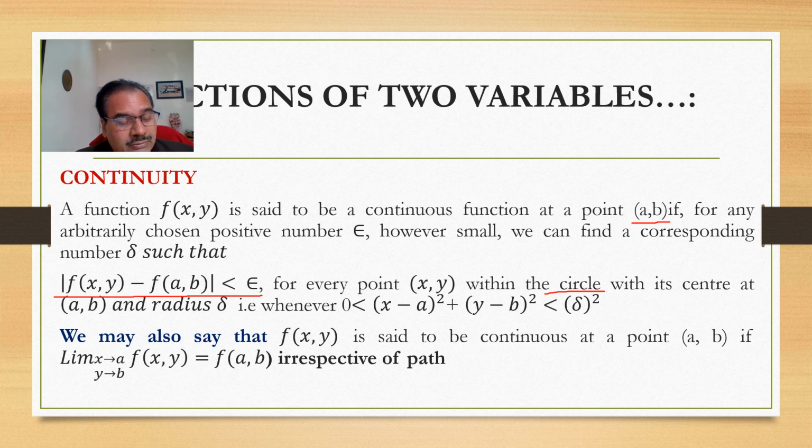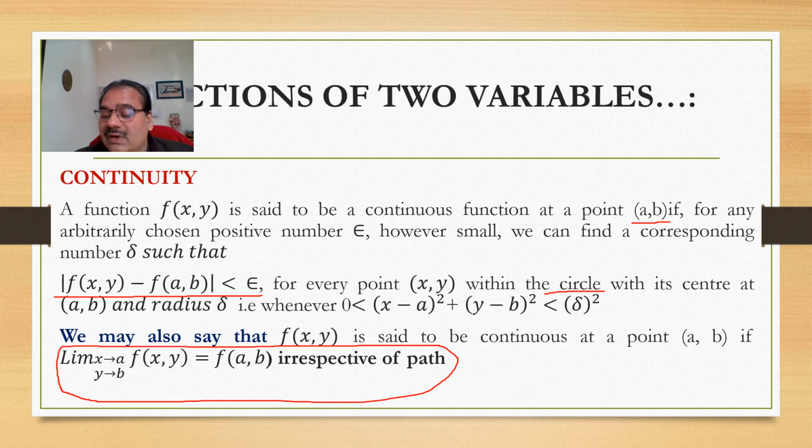You know this. And we may also say that f of x, y is said to be continuous at a point (a, b) if, mathematically, this is another way to write it, the limit as x tends to a and y tends to b of f of x, y is equal to f of a, b, irrespective of path. Then the given function f of x, y is continuous.